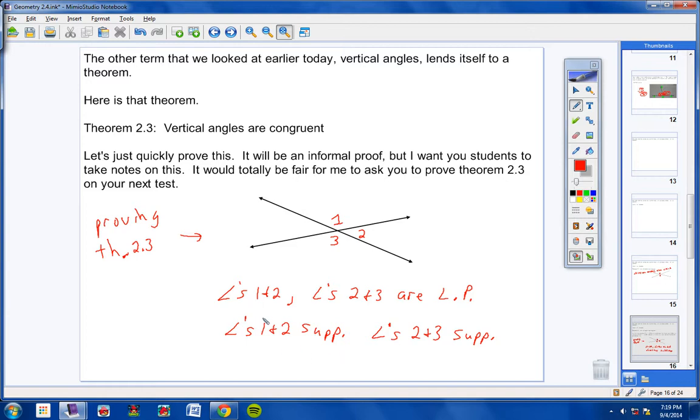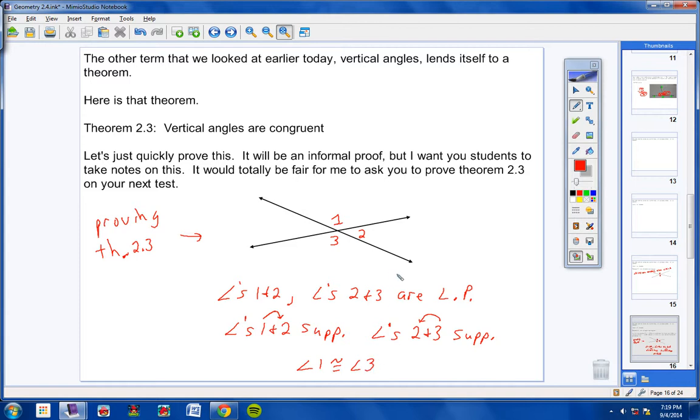If two angles are supplementary to the same angle, then they're congruent. Well, look at angle 1. Angle 1 is supplementary to what angle? 2. Look at angle 3. Angle 3 is supplementary to what angle? 2. So angles 1 and 3 are supplementary to the same angle. Angles 1 and 3 are supplementary to angle 2. So next I can state angle 1 is congruent to angle 3.